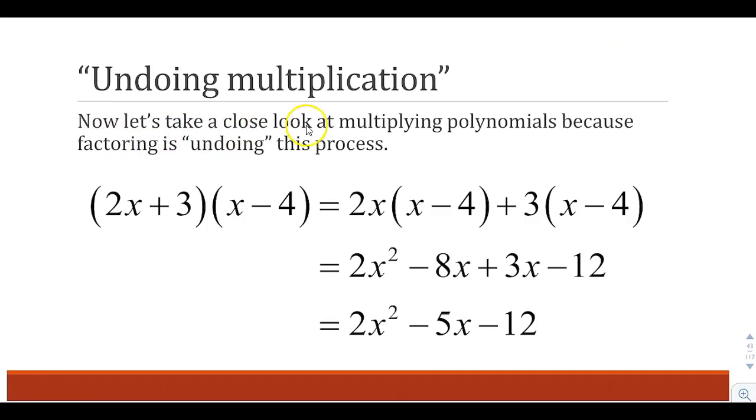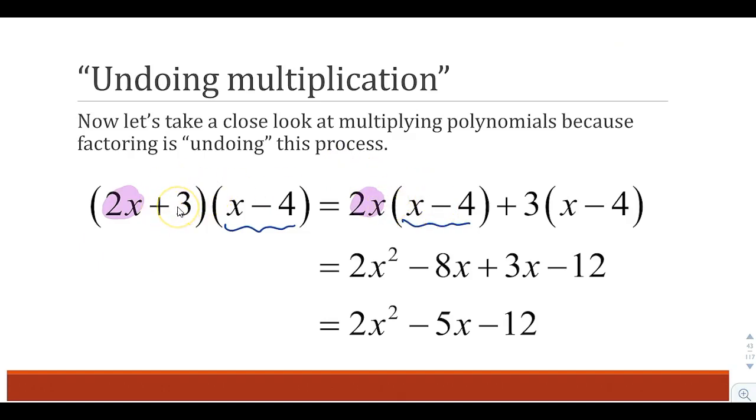So we're going to take a close look at multiplying polynomials, because factoring is essentially undoing this process. Let's think about taking a binomial times a binomial here. What we do is we take the first term, 2x, and we think about multiplying it by the entire binomial x minus 4. So here we can see this 2x and the binomial x minus 4.